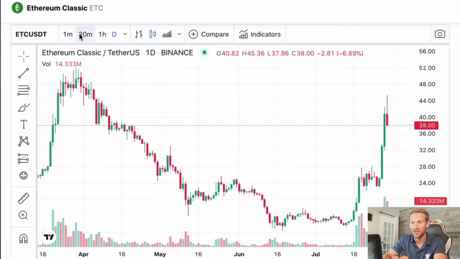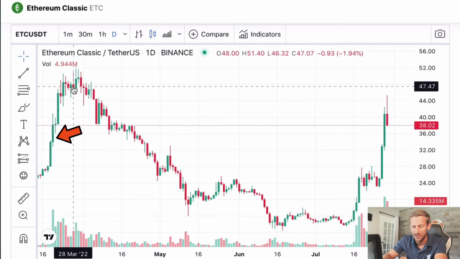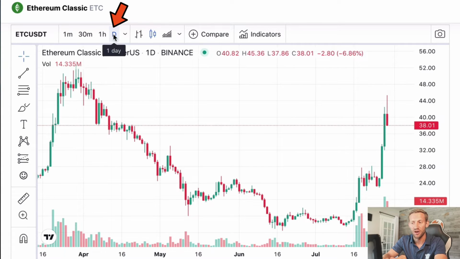Now the first thing we're going to talk about is time frame. Every time you create a candlestick chart, you create a time frame. You can see right here it's got a bunch of different options from 1 minute, 30 minute, 1 hour, 1 day. And that tells you how much time is being represented by each of these candles. You can see there's green candles, there's red candles. Now each of these candles is going to be represented in this chart by 1 day.